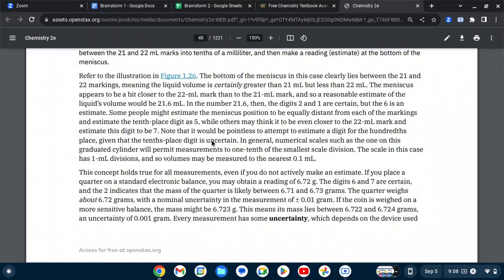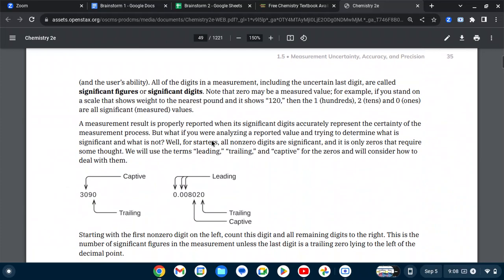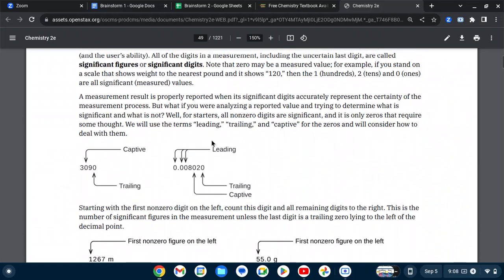This means its mass lies between 6.722 and 6.724 grams, an uncertainty of 0.001 gram. Every measurement has some uncertainty, which depends on the device used, and all of the digits in a measurement, including the uncertain last digit, are called significant figures or significant digits.